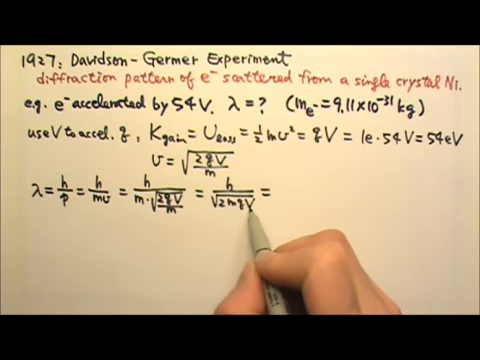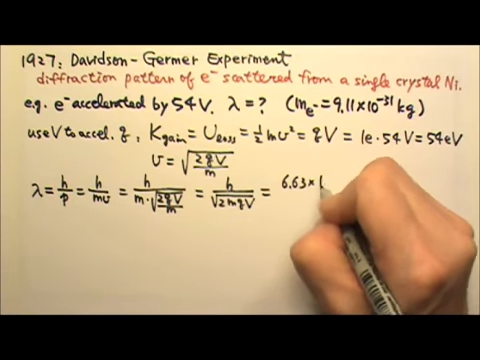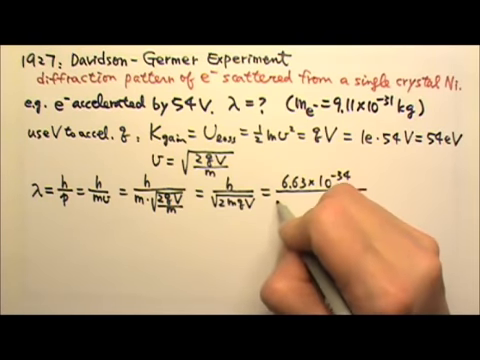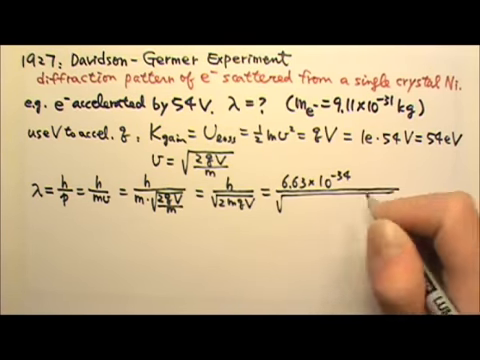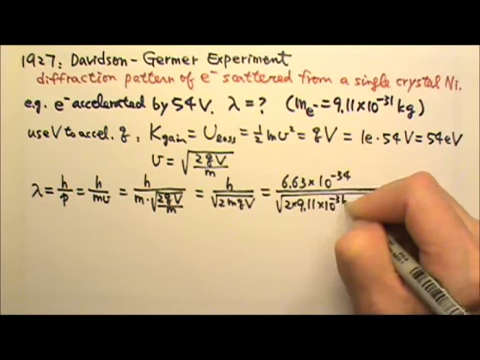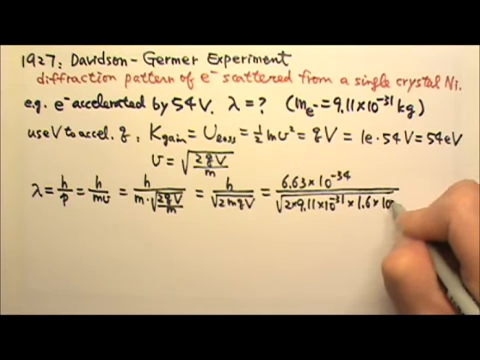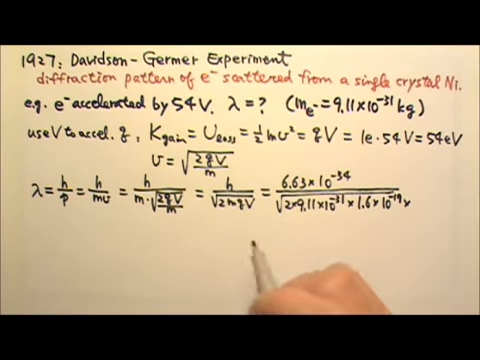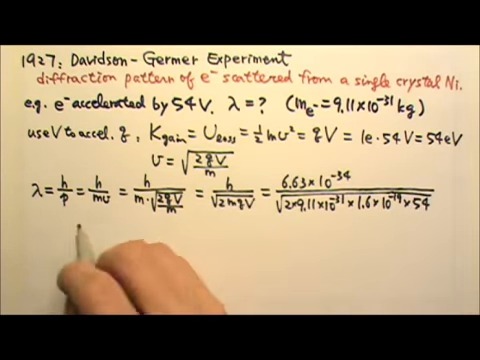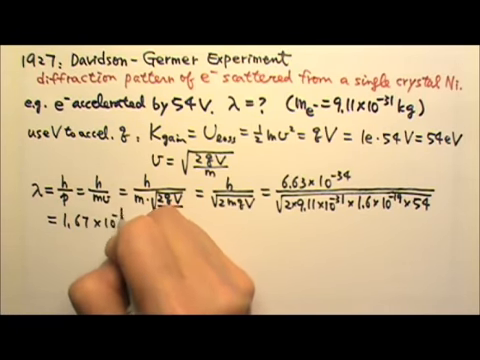Since everything I'm plugging in will be in standard units, I'm going to use h, that is 6.63 times 10 to the negative 34th joule second, the Planck constant. And then down here I would have the square root of 2 times the mass, 9.11 times 10 to the negative 31st, times charge. For an electron, the charge is 1.6 times 10 to the negative 19th coulomb, and then the voltage is 54 volts. So if I do this, I will find the wavelength to be 1.67 times 10 to the negative 10th meter.